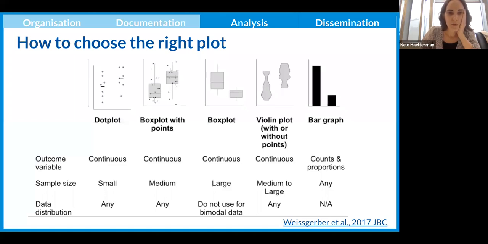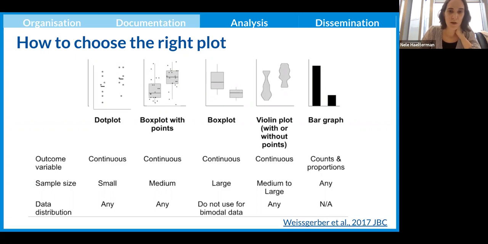And then it becomes better to show your data as a box plot so that you can see the summary statistics, but you can still see the individual points. If you are working with a larger data set, you can choose between a box plot or a violin plot. Personally, I prefer the violin plot because it does show the distribution of your data.